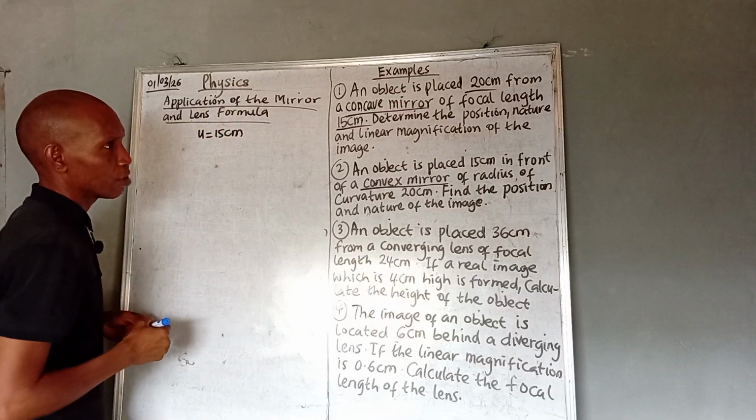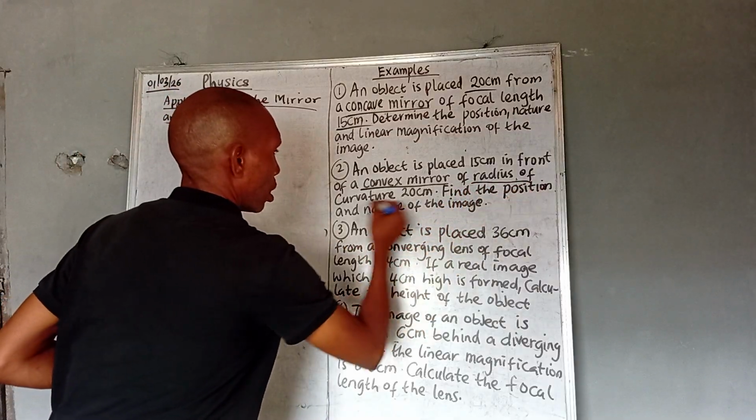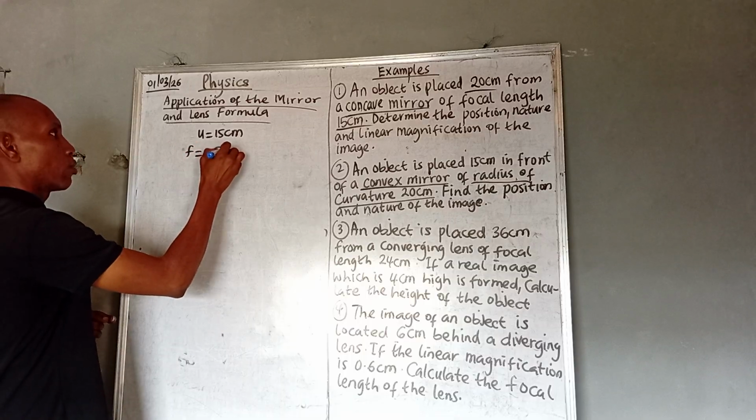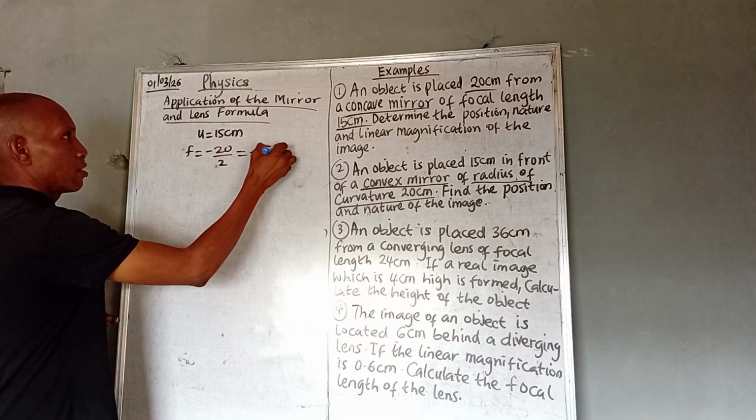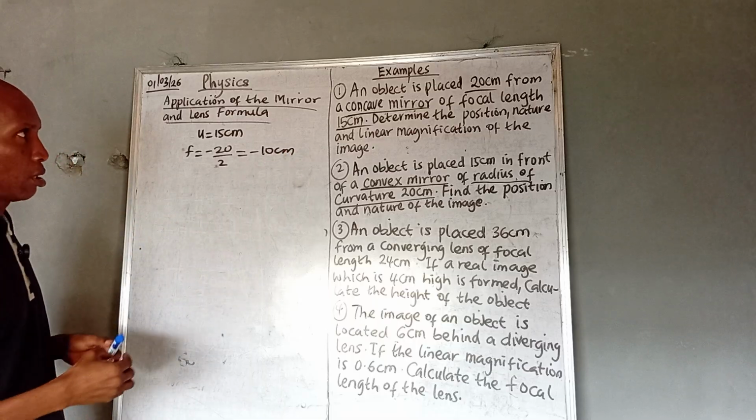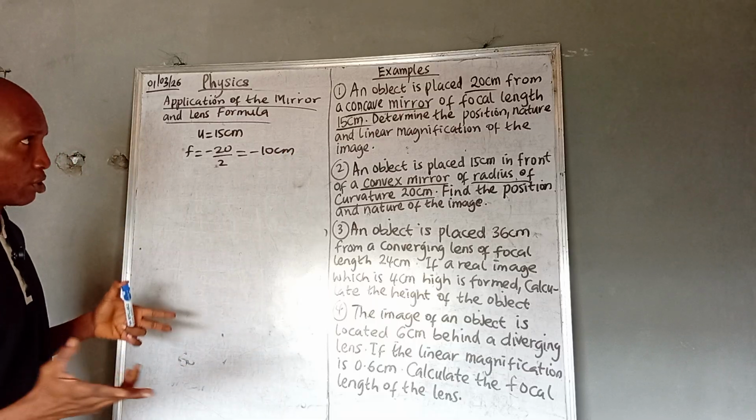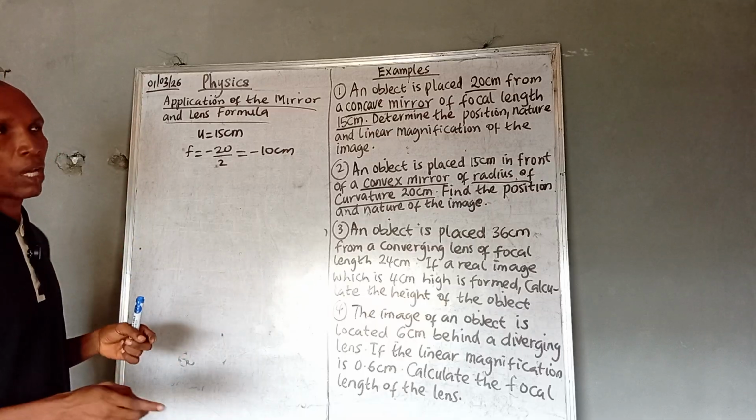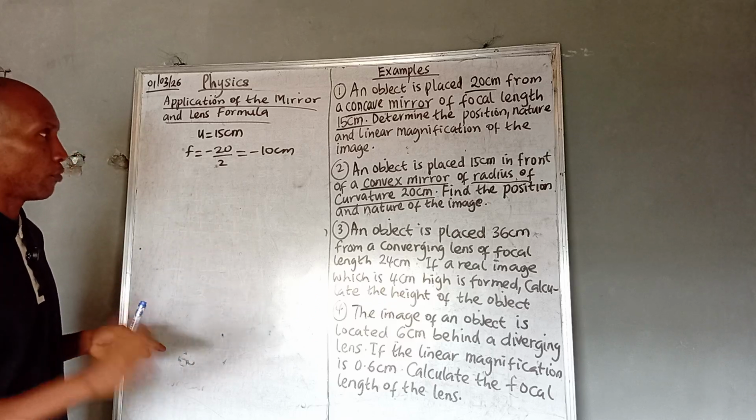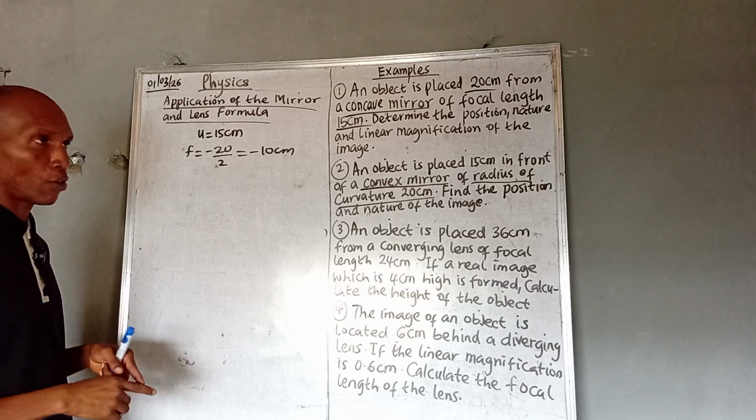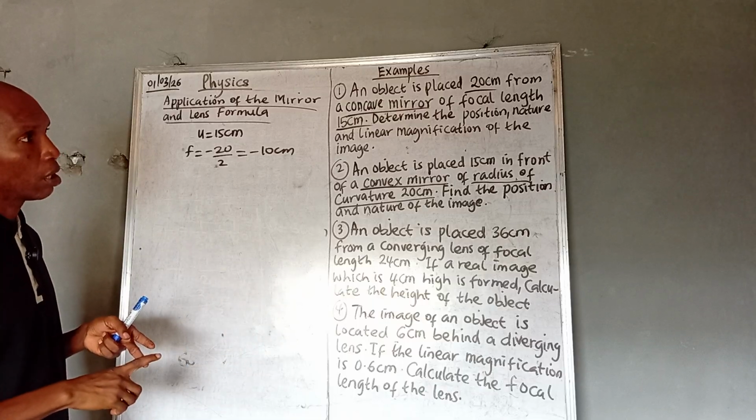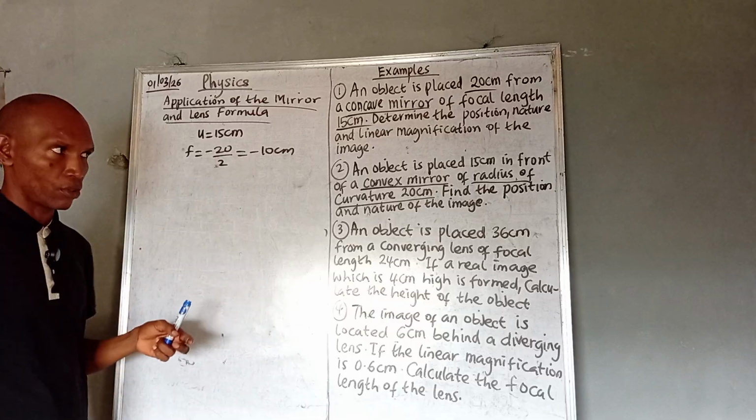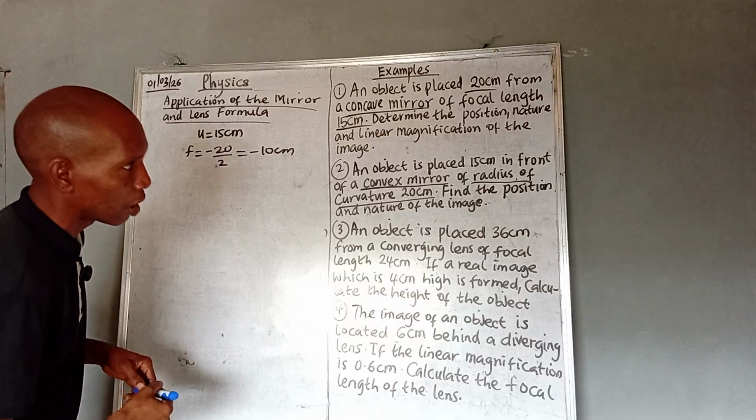And the convex mirror has a radius of curvature of 20 centimeters. What does that mean? The focal length is minus 20 all over 2. That is minus 10 centimeters. Why minus? For the concave mirror, you could see that the focal length is positive for a concave mirror and a convex converging lens. The focal length is positive. Don't forget that. But for a convex mirror or a concave diverging lens, focal length is negative. So you have to attach minus there for you to get the correct working or answer.